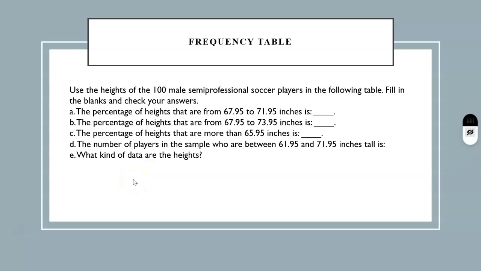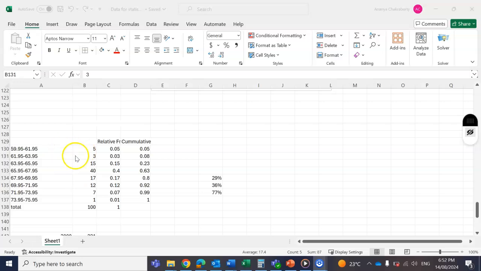Fourth one, the number of players in the sample who are between 61.95 and 71.95 inches tall is. So 61.95 to 71.95. So these are the number of players. So you can add all these, and that is the total number of players, which is in total 87 players.